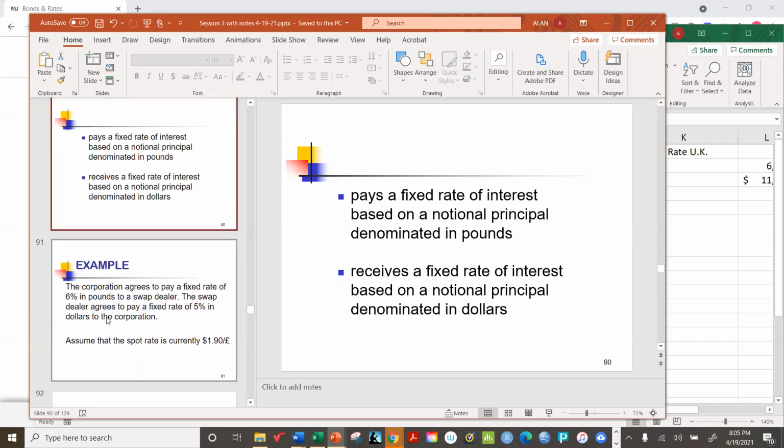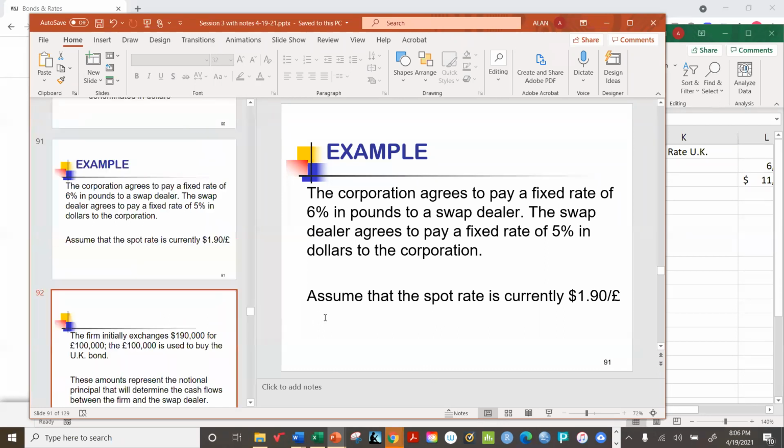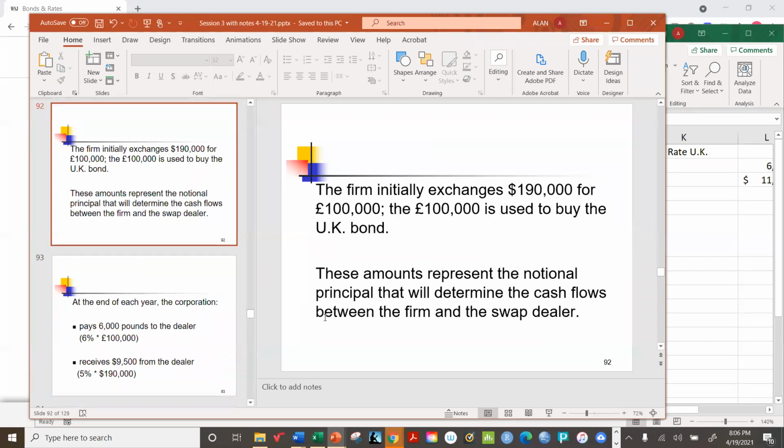Now, here we go. So the corporation agrees to pay a fixed rate of 6% in pounds to a swap dealer. In exchange, we will receive a 5% fixed rate in terms of dollars. And once again, let's assume that the spot exchange rate is $1.90 a pound. Now, this is the part that's different. We do have to actually go through the formality of using dollars to buy this bond. So we'll exchange 190,000 US dollars for 100,000 pounds, and then we buy the bond. And these are the notional principals that we'll use throughout the lifetime of the swap.